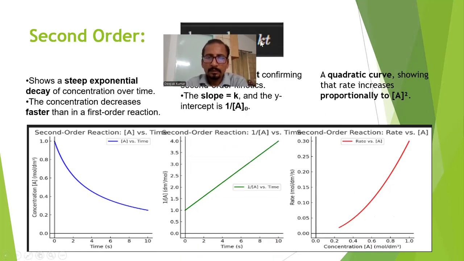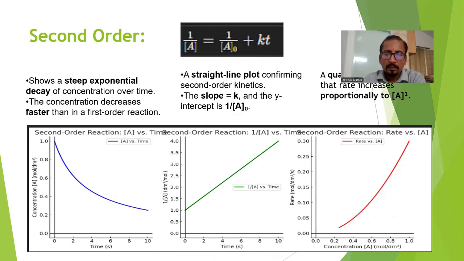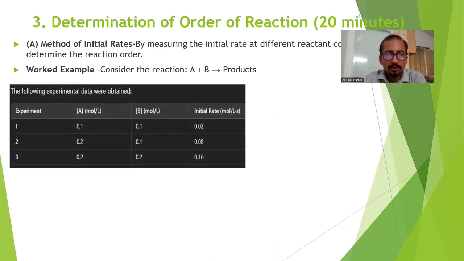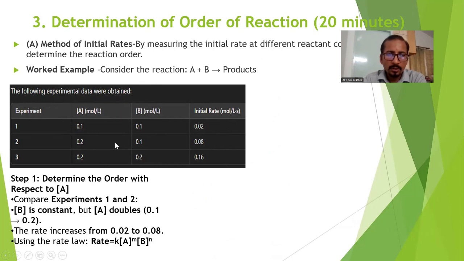Next is determination of order of reaction. So here we have the method of initial rates. We'll have some data, where the concentration of A, concentration of B, and initial rates are given. How can we go about it? First, observe the first and second experiments. The concentration of A becomes double here and B remains the same, but the initial rate becomes 4 times.